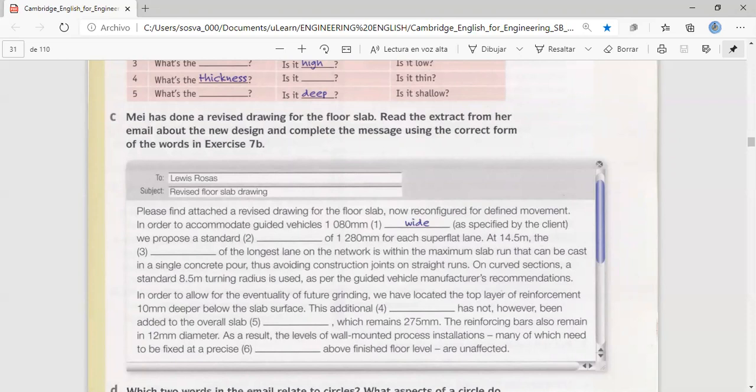Please find attached a revised drawing for the floor slab. Now reconfigured it for definite movement in order to accommodate guided vehicles.